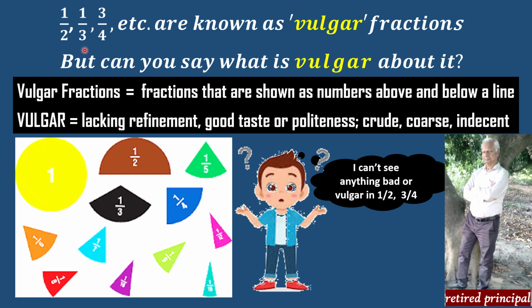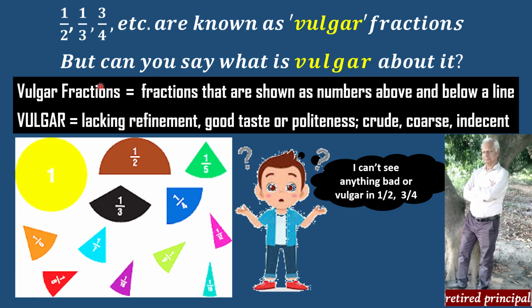In mathematics, fractions like 1 by 2, 1 by 3, 3 by 4 are regarded as vulgar fractions. Right? Fractions, when you write numerator and denominator separated by a horizontal line, are called vulgar fractions. But what is vulgar about it?